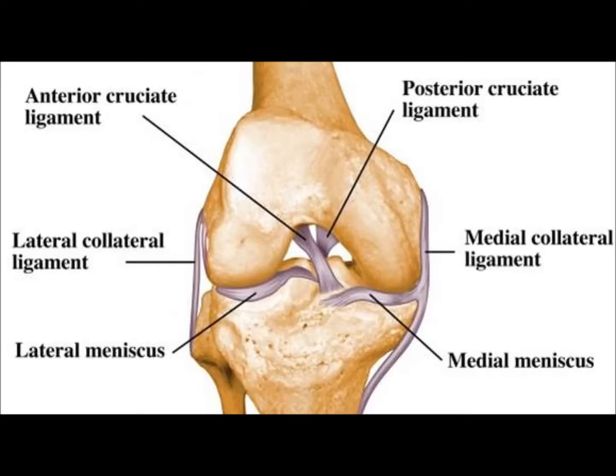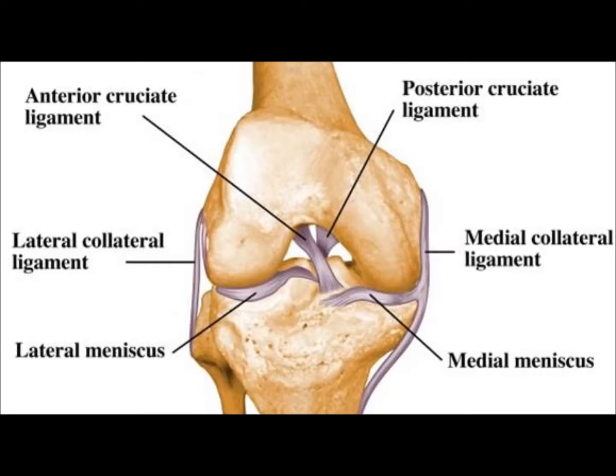And then on the outer side, we have the lateral collateral ligament, which starts in the lateral condyle of the femur and attaches to the head of the fibula. This ligament prevents varus force along the knee. Then we have the medial collateral ligament, which is on the inside of the knee. This one starts in the medial condyle of the femur, and it ends on the tibia. This ligament prevents valgus force along the knee.